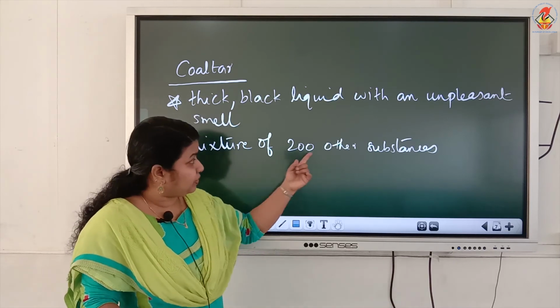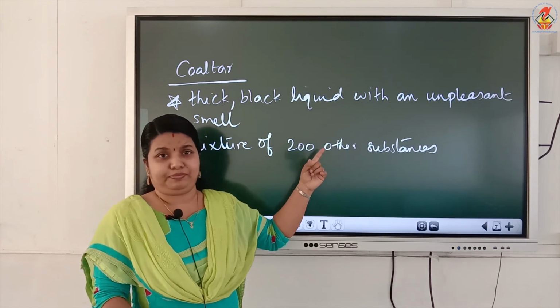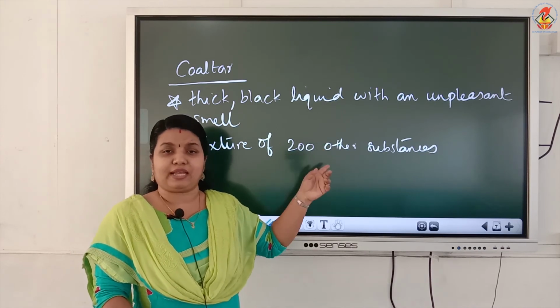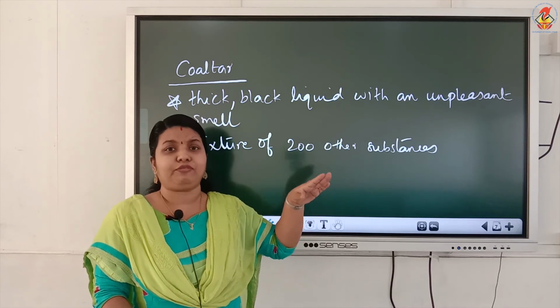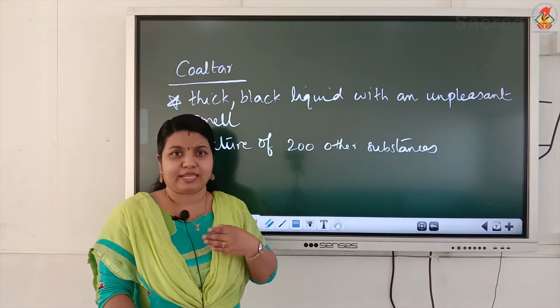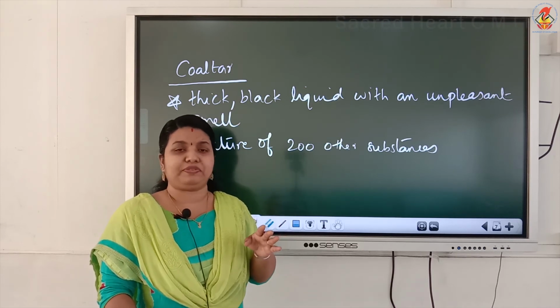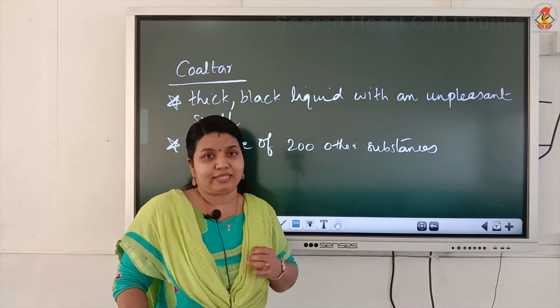Okay, so it is a mixture of 200 useful chemical substances which are used as a starting material for the manufacture of many substances in our everyday life and in industries. All these are examples like synthetic dyes, drugs, paints, explosives, roofing materials, etc.